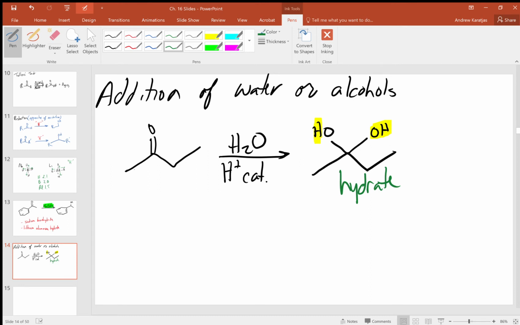Now, hydrates in many cases are unstable and will actually undergo the reverse reaction back to the carbonyl. But we mention this reaction because there are certain cases where the hydrate, for different reasons, ends up predominating. But the context of this reaction is more important when it comes to the addition of alcohols.